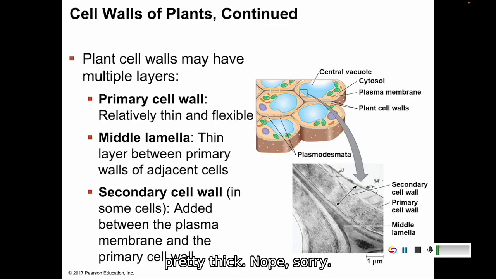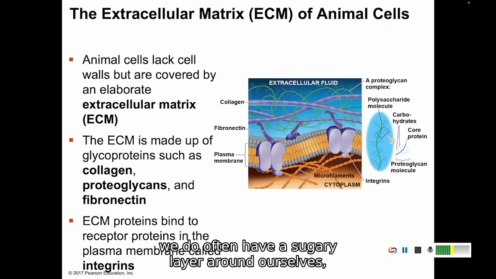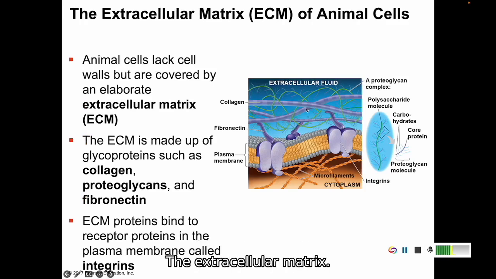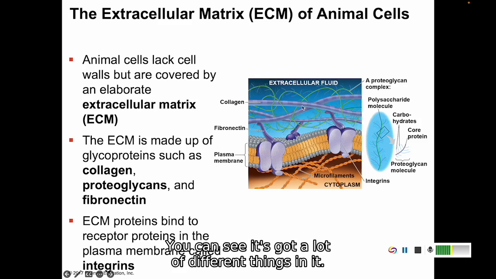In animal cells, although we don't have a cell wall, we do often have a sugary layer around our cells, which is called the extracellular matrix. The extracellular matrix looks something like this. It's not a thick supporting structure. It's relatively thinner, but it can be a little bit elaborate. You can see it's got a lot of different things in it.